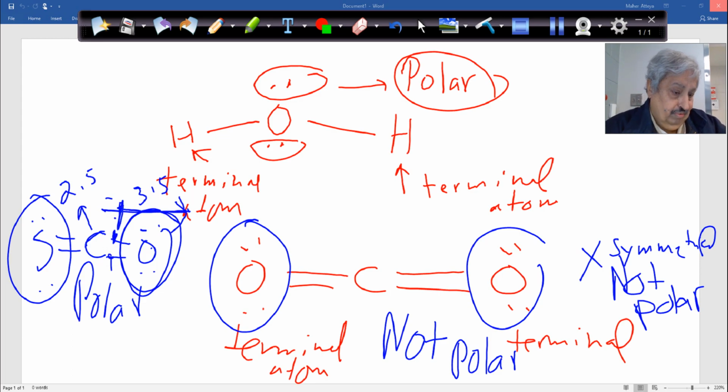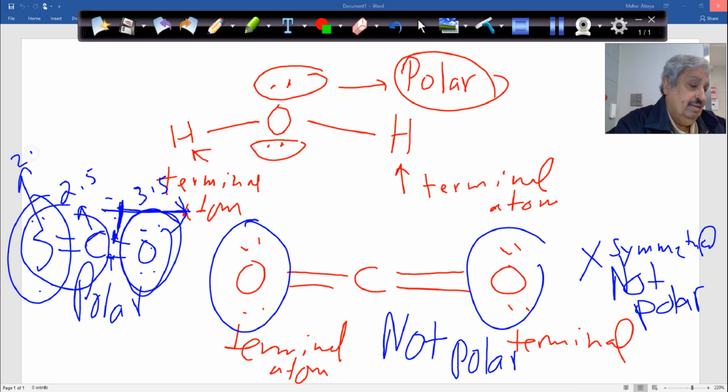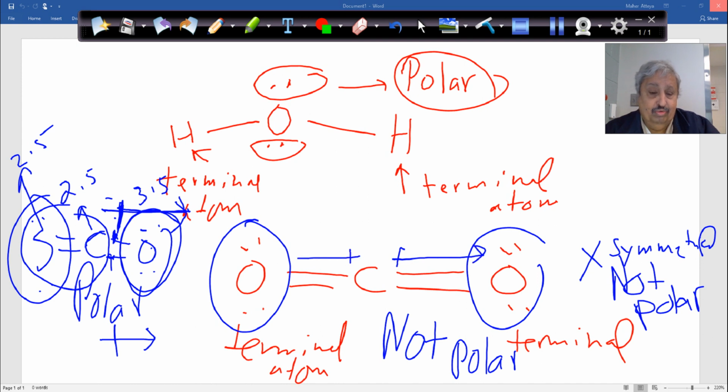The pulling starts from the valence electrons of carbon towards the oxygen, and this one has no pulling because they have the same electronegativity number, 2.1 or 2.5, I don't know, but they are similar. So there will be no pulling here. But the whole molecule is polar because the pulling will be this way. Here, this one will pull this way, and this one will pull this way. Oxygen is more electronegative than carbon.